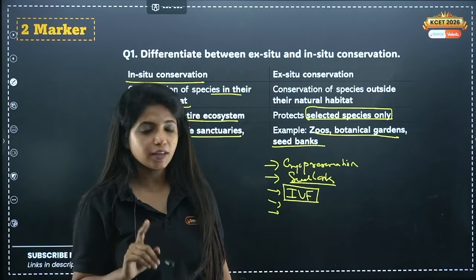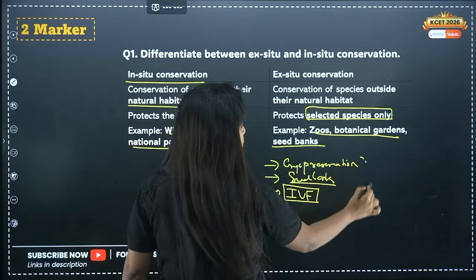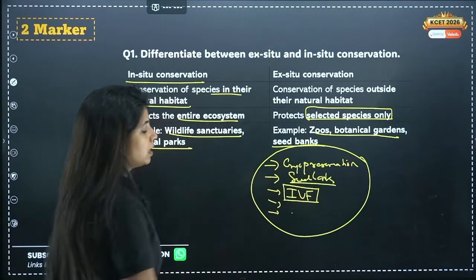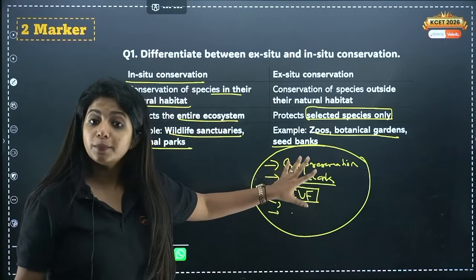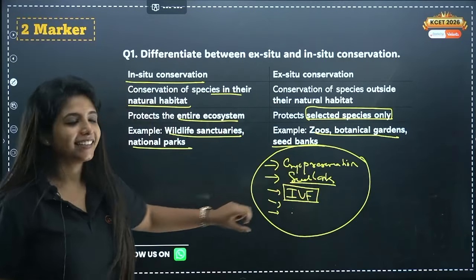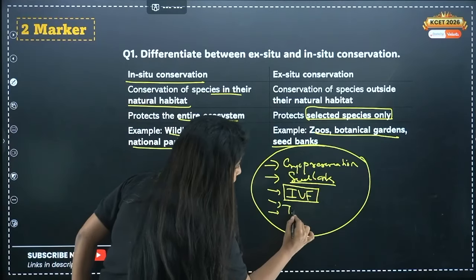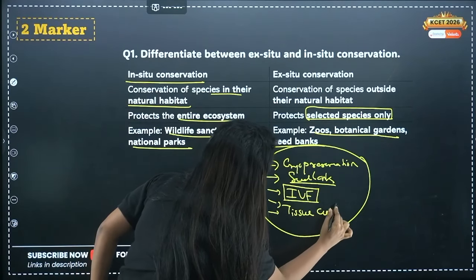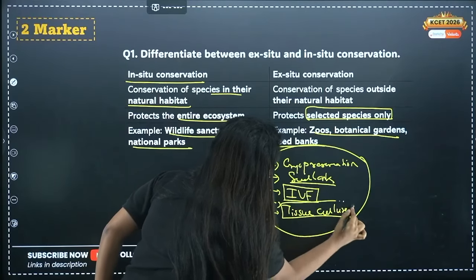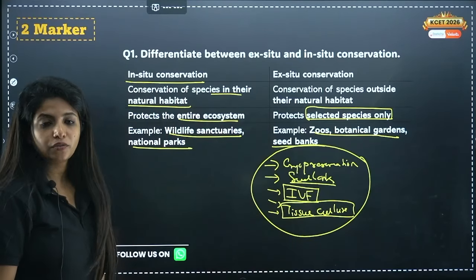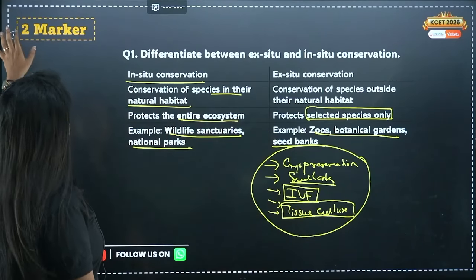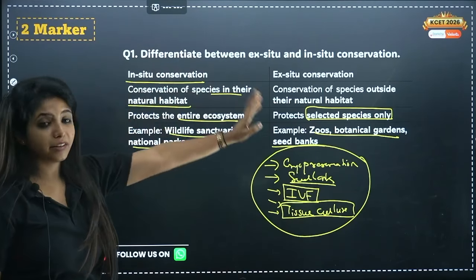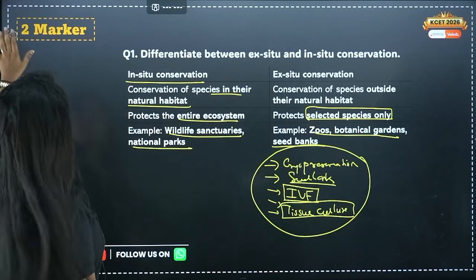What was that? Okay, so there is one more advanced way of ex situ conservation. The rest everything is put down over here. Please know this. Okay? Yes, tissue culture, I got it. Tissue culture, that is also a way of ex situ conservation. Wildlife safari is different. Wildlife sanctuaries are different.